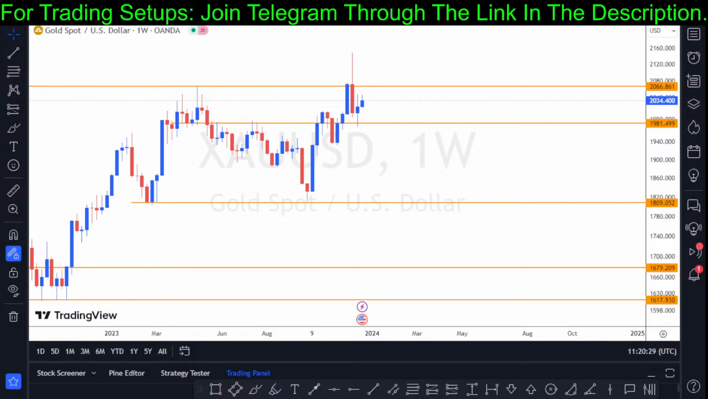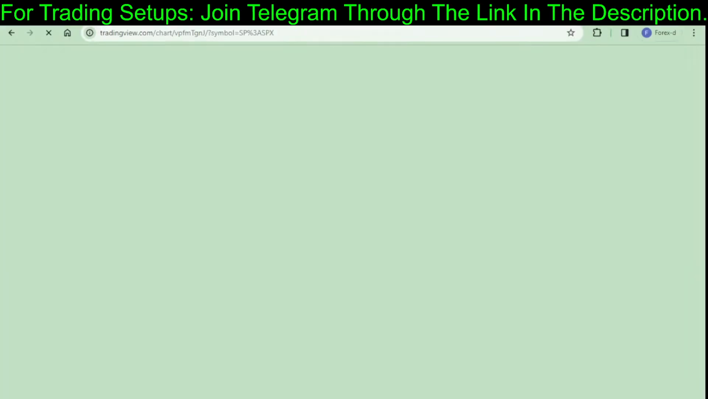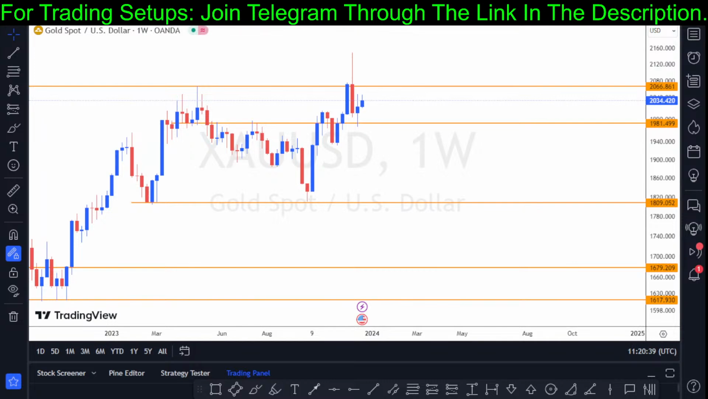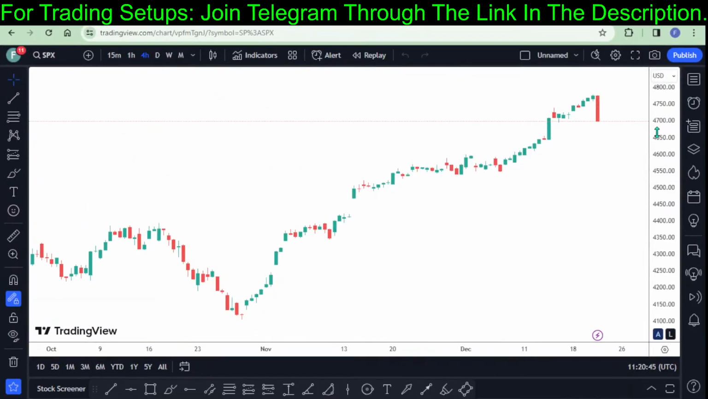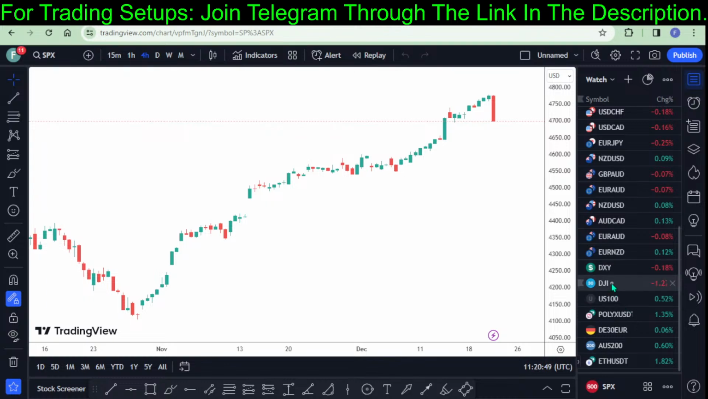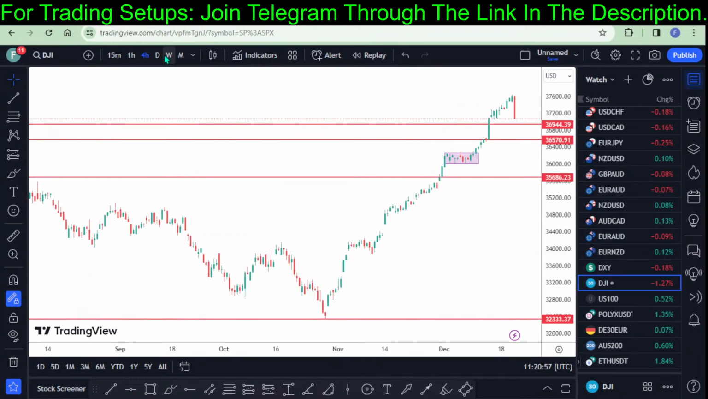And then let's check out what we have on US 30. On US 30, what do we have? Let's check it out. So based on what we have on US 30, let's check it out. So we still have right here.